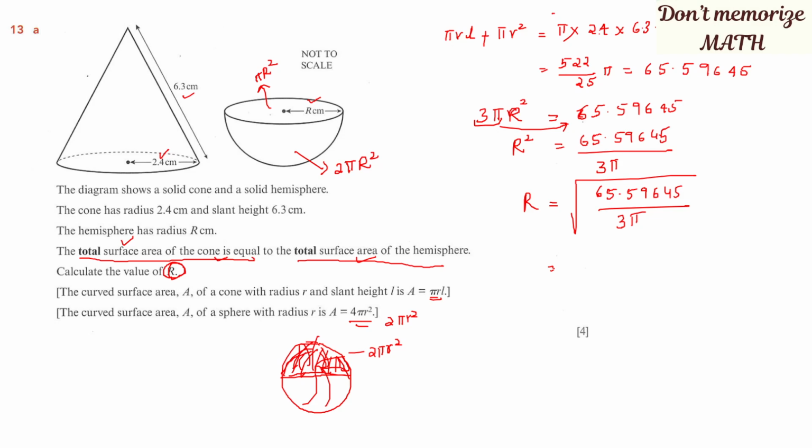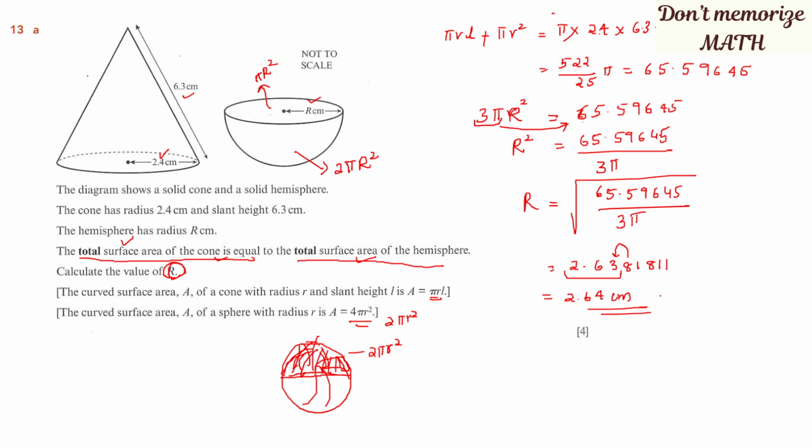So square root of fraction button, so answer divided by 3 pi. So you will get 2.6381811. So you can round and write in 3 significant figures. The next digit is more than 5, so you have to add 1. So 2.64, the unit is centimeter.